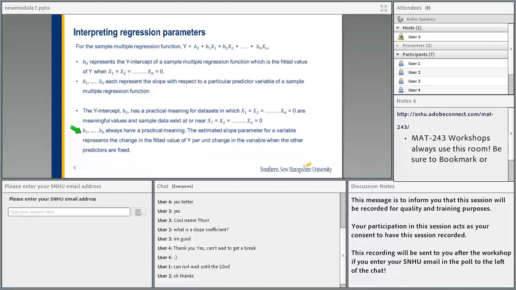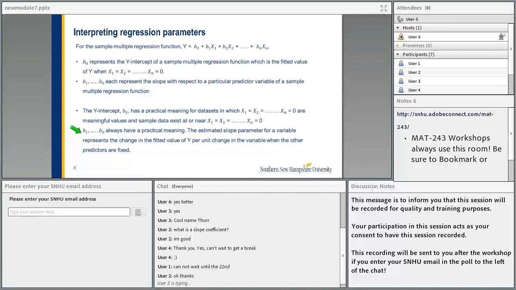Then B1 through Bn, they always have a practical meaning because B1 through Bn are your slope values. They represent the change in the y for unit change in x. So if I'm considering a small change in my x values and I have a corresponding change in my y values, if I divide the change in y over the change in x, that gives me the slope, which is B1 through Bn.